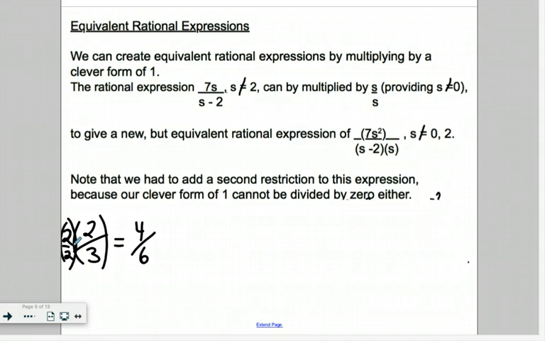Because 2 divided by 2 is just 1. And this allows us now to rewrite the same value. It still has the same inherent value, because when you multiply something by 1, nothing actually changes. Okay? So that's kind of how we would have created those equivalent fractions, right?